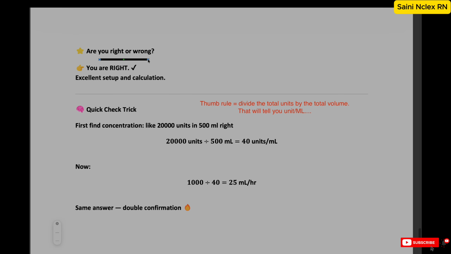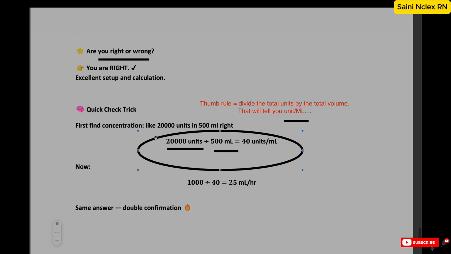Guys, still if you are unsure whether your answer is right or wrong, you can always go one step further and double check your answer. First, confirm how many units are in each ml. To do that, divide the total units by the total volume. That will tell you units per ml. For example, if you have 20,000 units in 500 ml, and you break these numbers down, that will tell you that you have 40 units in each ml.